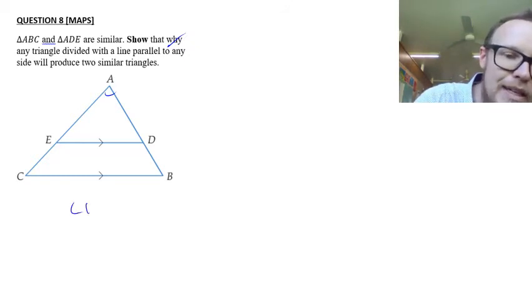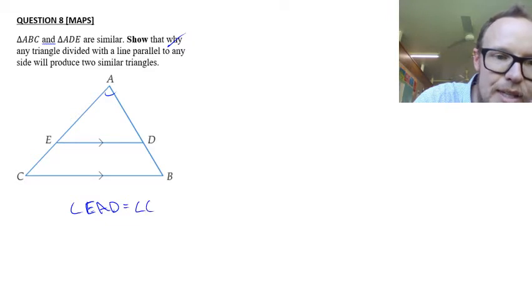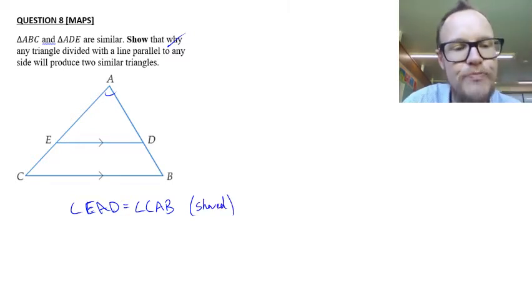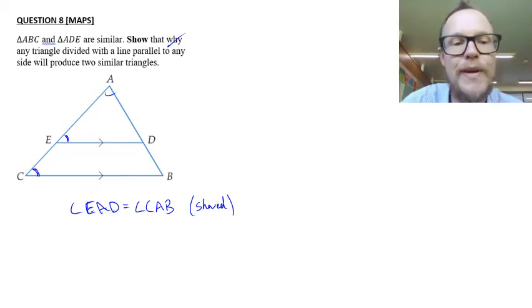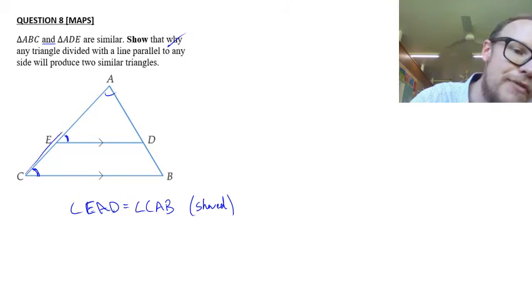Angle EAD is equal to angle CAB. And we know that because it's shared between them. We also know that this angle here is equal to this angle here. Why do we know that? Because of the F rule, corresponding angles rule.